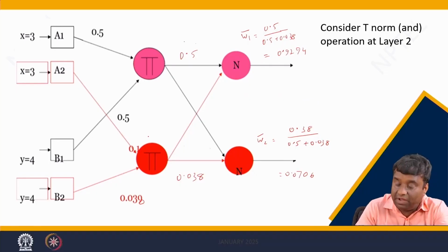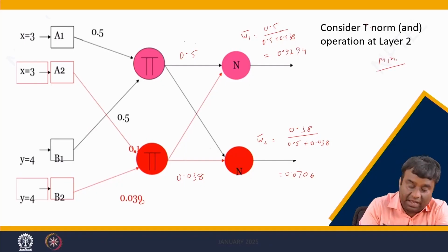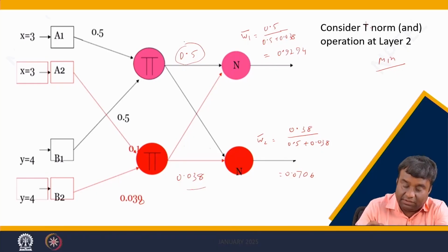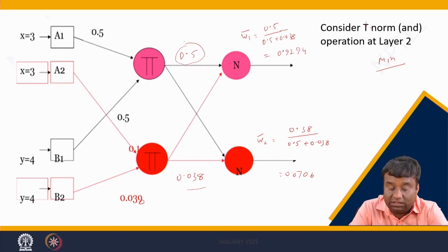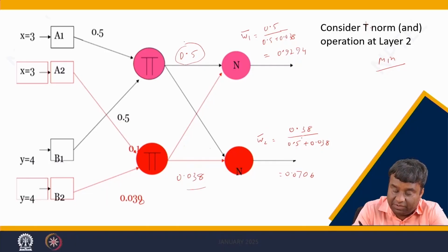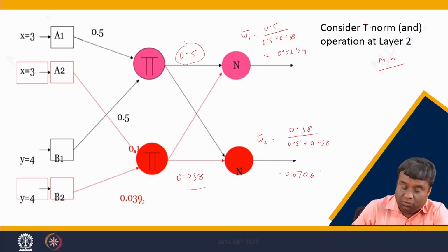So we are doing the same question. Earlier we have used the product, now here we are using the T-norm operators. We are using the T-norm AND operator, you can write the minimum operator. So the same way 0.5, 0.5, minimum is 0.5, 0.1, 0.038, minimum is 0.038. Now you find W1 bar, that is 0.5 divided by 0.5 plus 0.038, you will get 0.9294, and W2 bar is 0.038 divided by 0.5 plus 0.038, that is 0.0706.